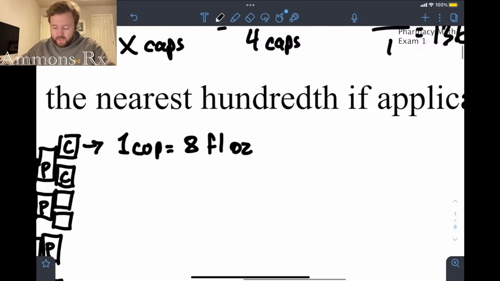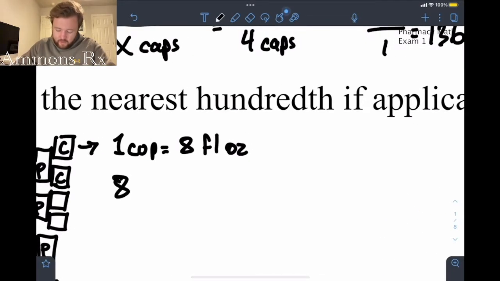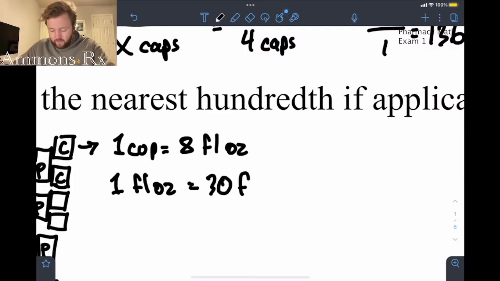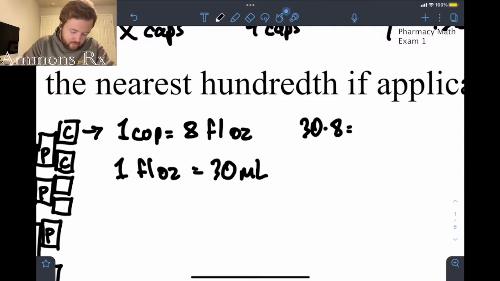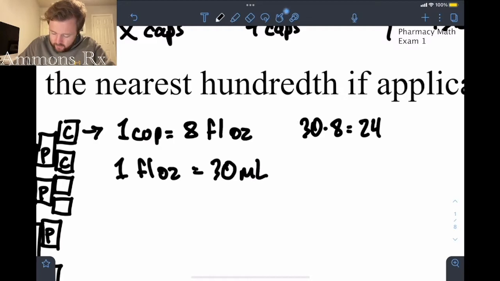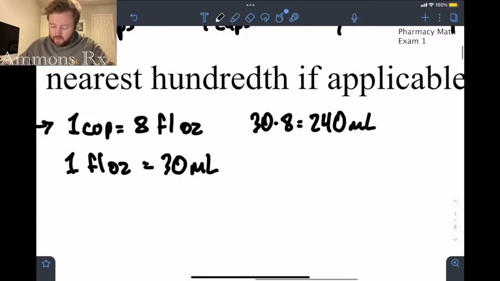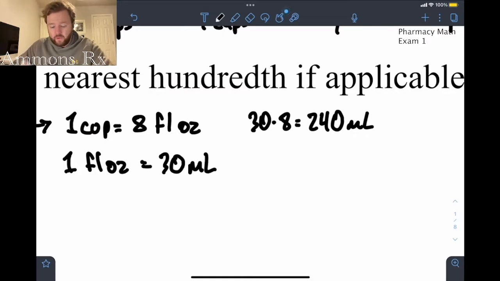So because 1 cup is 8 ounces, and you also know, well, 1 ounce is equal to how many mils? 30. I keep writing ounces. Okay, so we need to ask ourselves how many mils are in a cup. So what we'll do is just 30 times 8. There's 240 mils in a cup. But I said that there are 2 cups in a pint, so I need to multiply that by 2.